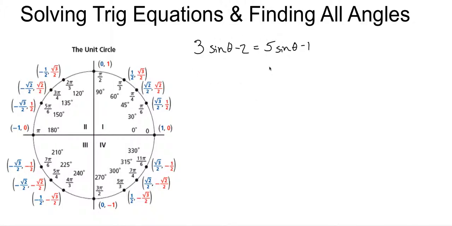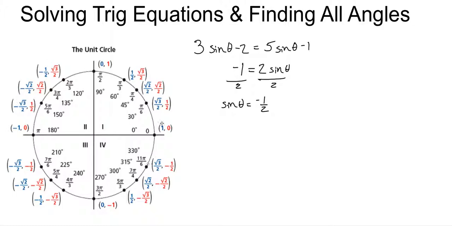So if I rearrange these terms here, I bring the 3 sine theta to this side, I add 1 to that side, I'm going to get a negative 1 is equal to 2 sine theta. All right, if I divide both sides now by 2, I'm going to have the sine of theta is equal to negative 1/2. So what I want to think about here is that the sine of some angle theta is equal to a negative 1/2.